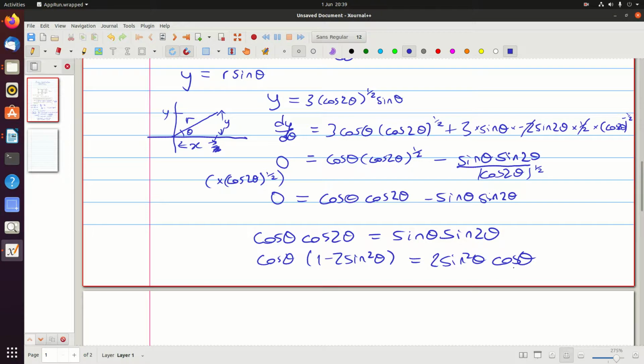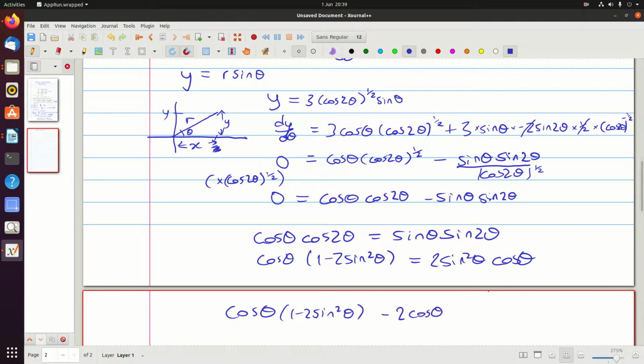And I thought, well, the cos thetas, I'm not going to cancel them. I'm honestly not going to cancel them. What I'm going to do is take it all onto one side. I'm going to have 1 minus 2 sine squared theta minus 2 cos theta. If I write that down first, it might be a bit clearer. Sine squared theta equals 0. And then I factorized.